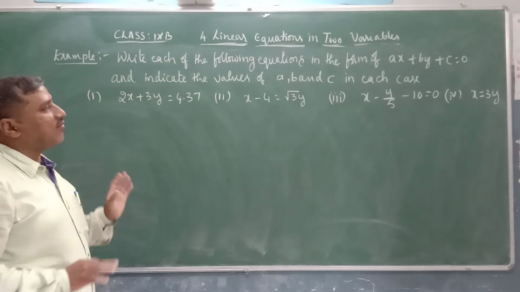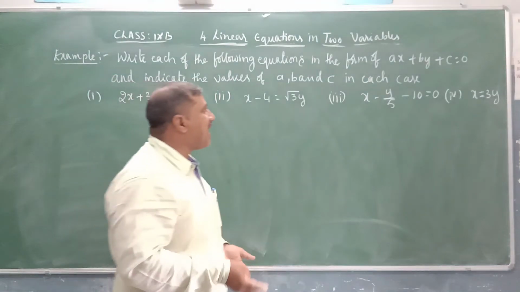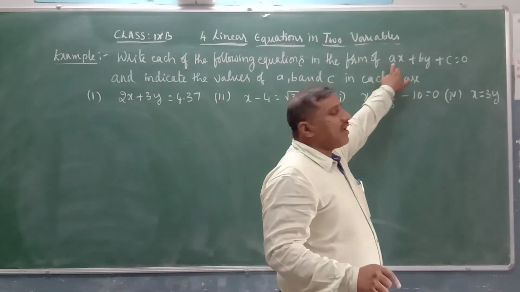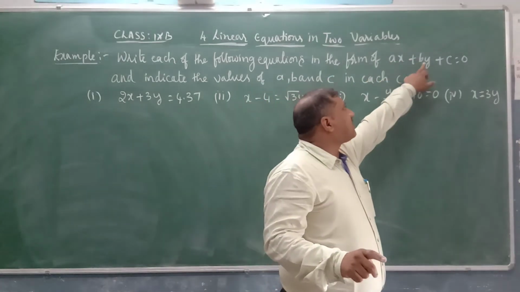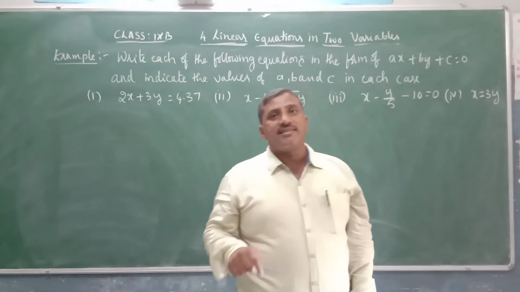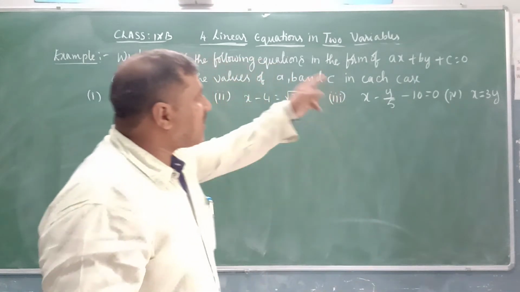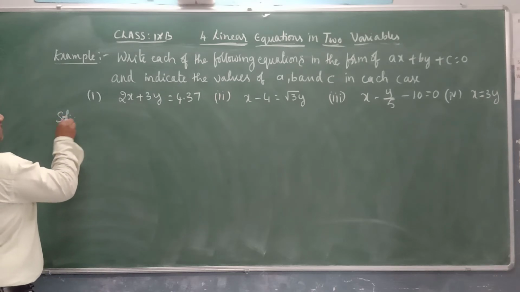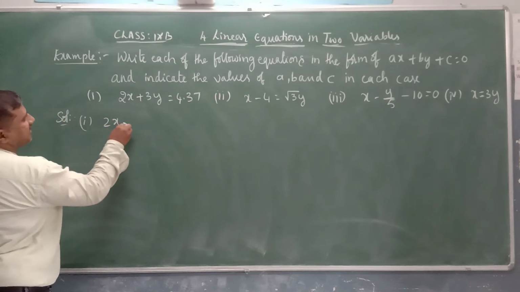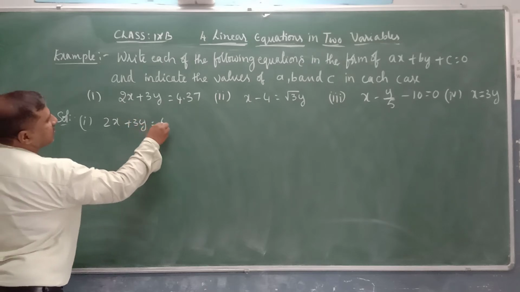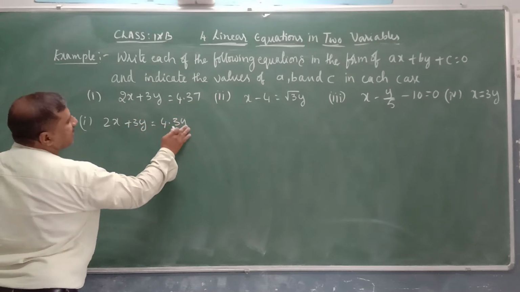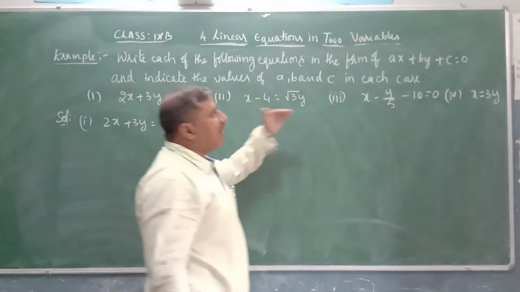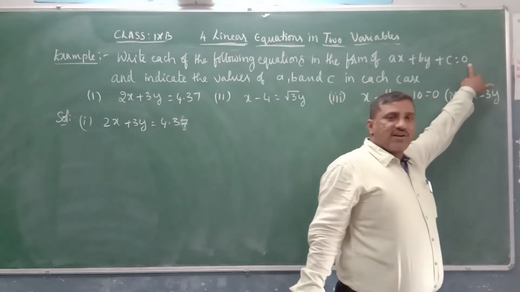Then you identify what is the value of a, what is the value of b, what is the value of c. Here a stands for x coefficient and b stands for y coefficient. C stands for the constant term. So the first question is 2x plus 3y is equal to 4.37.